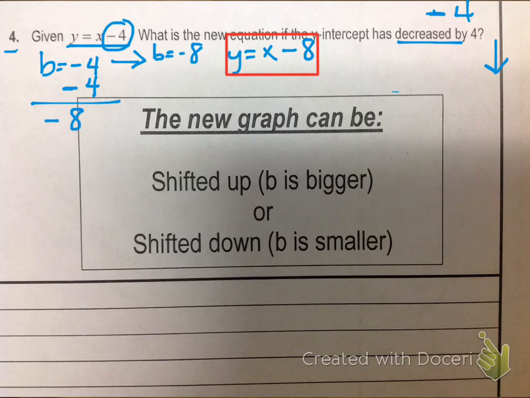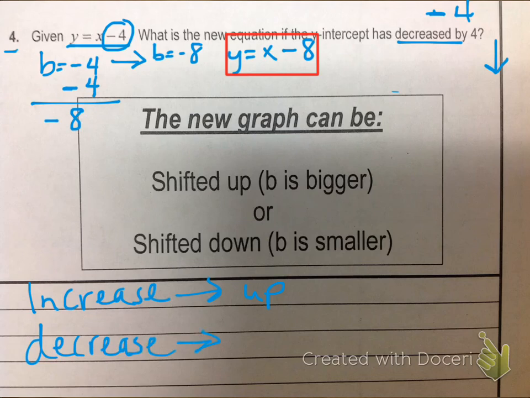If you increase, you shift your graph up. If you decrease, you shift your graph down. Okay, and I'd actually probably write that in the summary as well. I'm going to write that down here. So increase, up. And again, a lot of this is common sense, but it's good to have a safety net of notes, right? Increase up, decrease, down. And that's it.